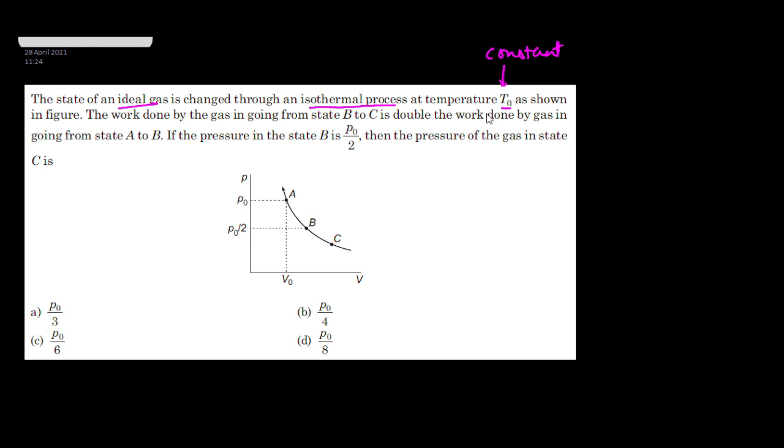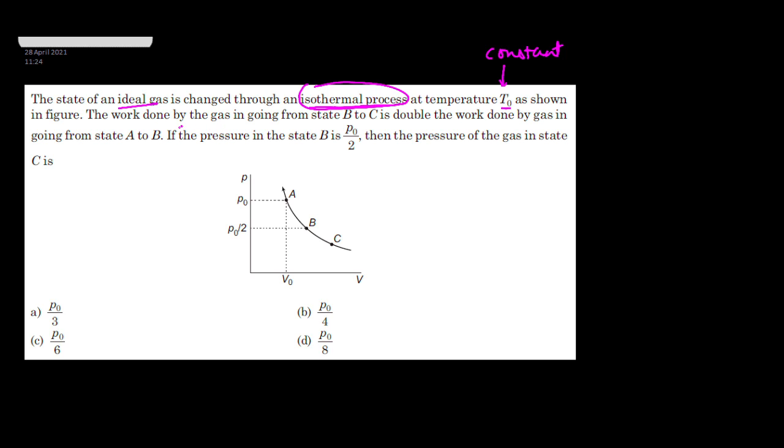You see, because a graph is a very easy way to show things. So temperature T0, which is constant because the process is isothermal.